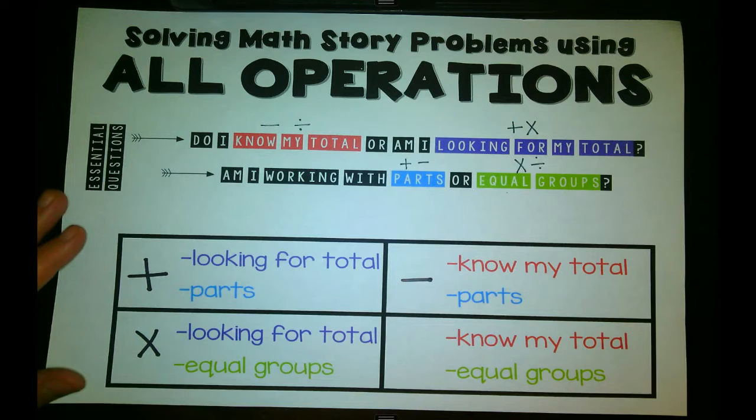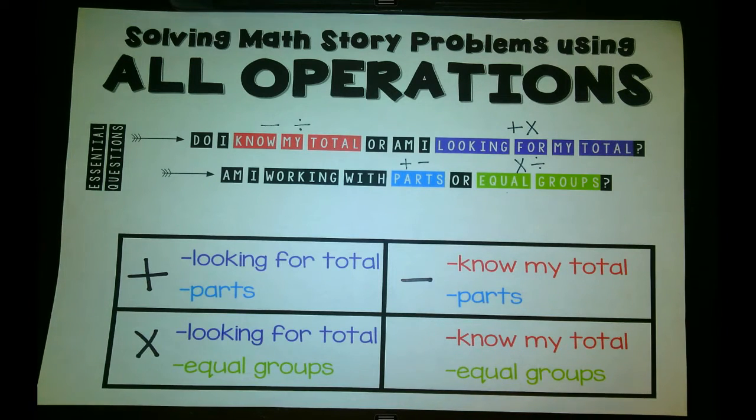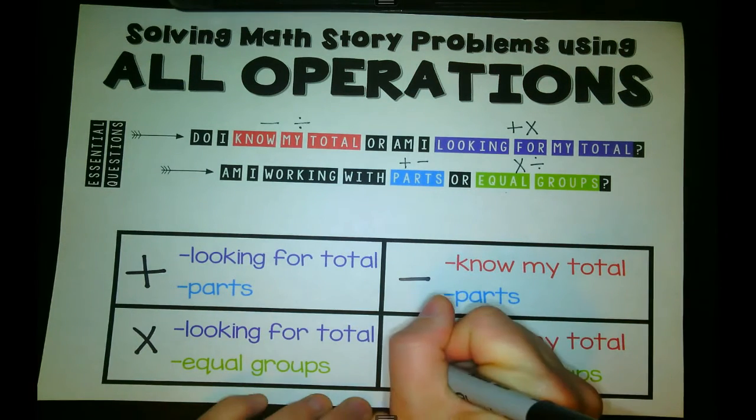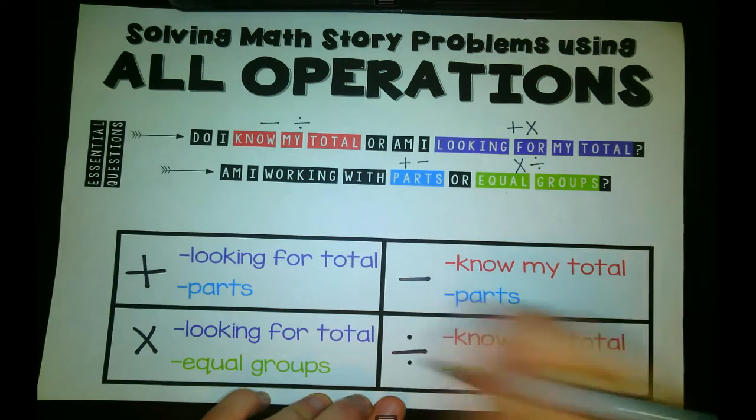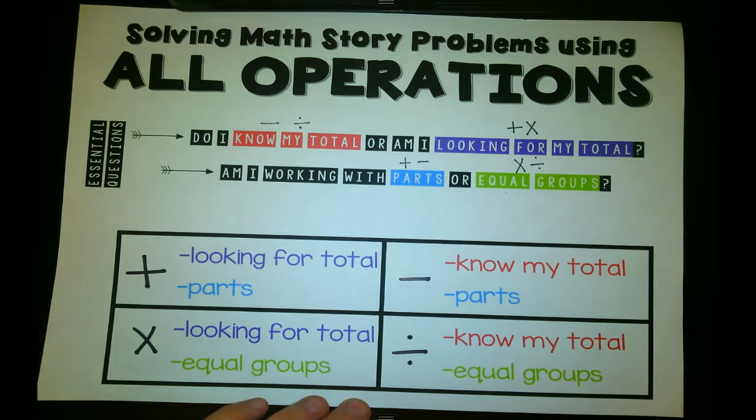And last but not least, and I bet by now you can guess what the last one's going to be without even reading it, just seeing which one we're missing. When we know our total, so we have our total, we're starting with our total, and we're working with equal groups, we're dividing the total amount we have amongst groups equally.